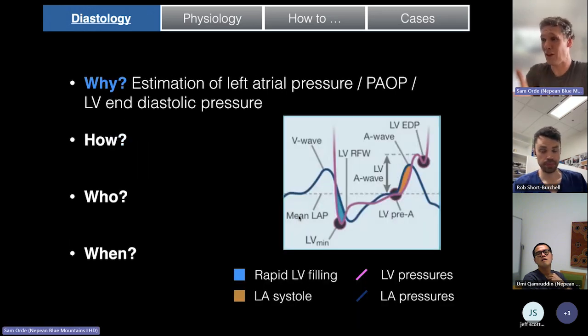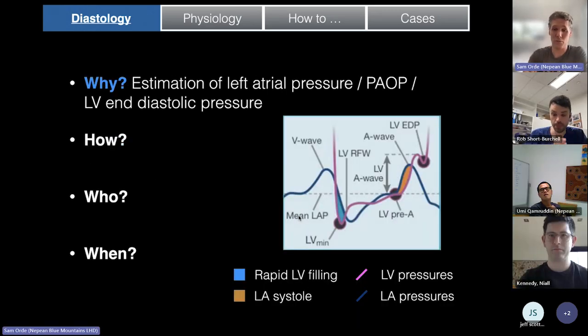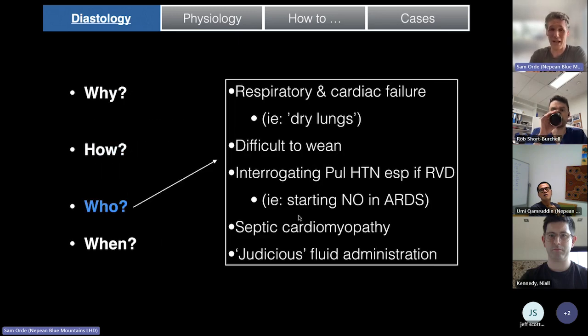And what group are we going to want to look at? The group we want to look at are those guys who we are worried about being fluid overloaded.